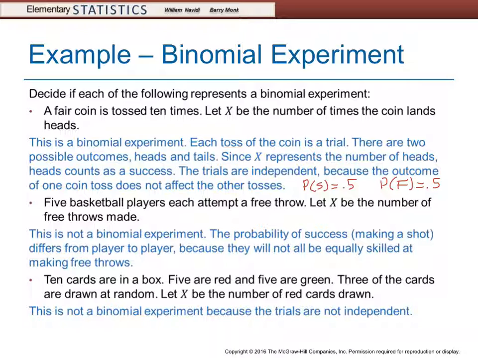In the last example, 10 cards are in a box. 5 are red, 5 are green. 3 of the cards are drawn at random. Let X be the number of red cards drawn. Again, this is not a binomial experiment because the trials are not independent, because this is sampling without replacement, and we know without replacement it is conditional. Had we returned the cards after we've drawn them each time, then it would be a binomial experiment.